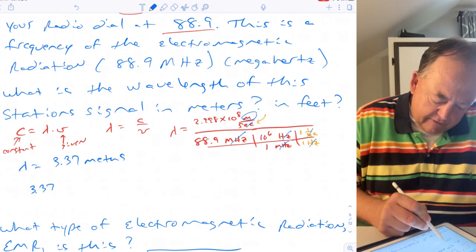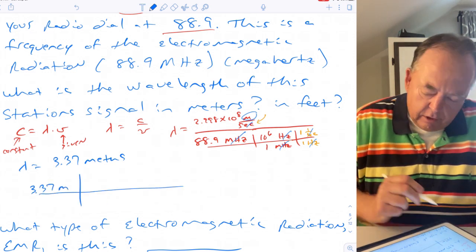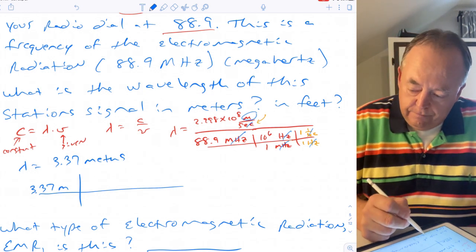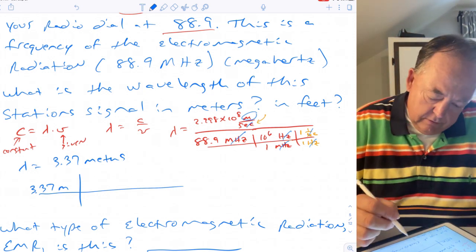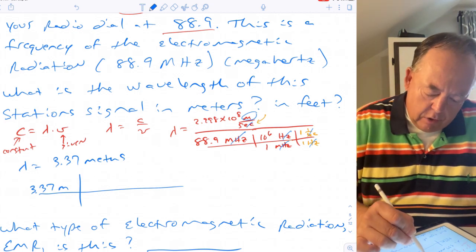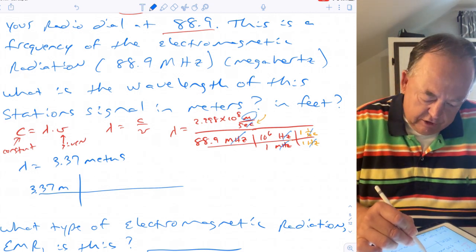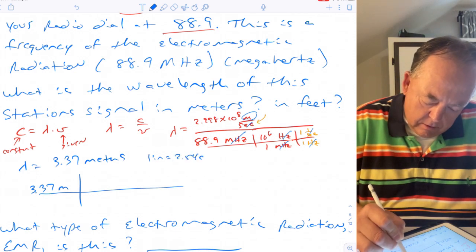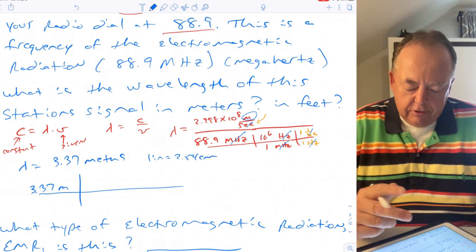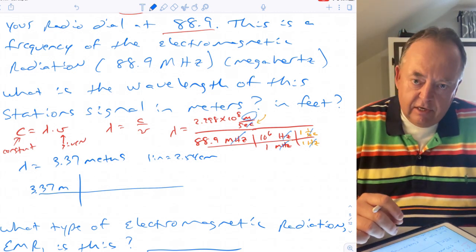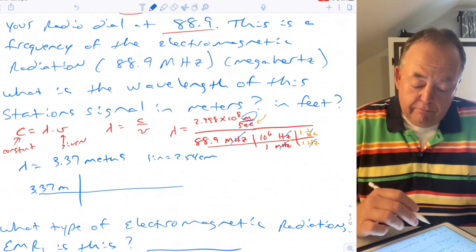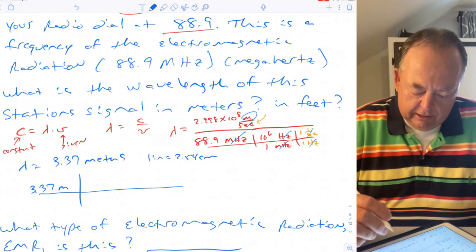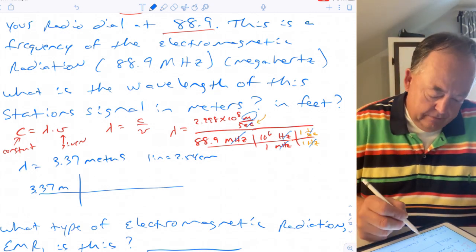So 3.37 meters, and if we want to convert that to feet, then you need to know some conversion factors, right? So one conversion factor that I just happen to know off the top of my head is that 1 inch is 2.54 centimeters. So I can get meters to centimeters, and then once I get to centimeters, then I can get to inches, and once I get to inches, then I can get to feet, right?